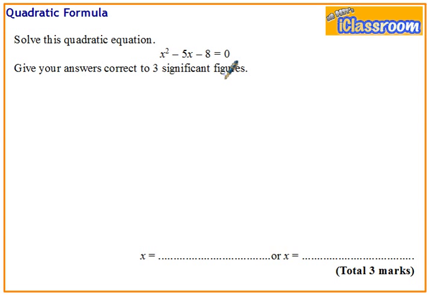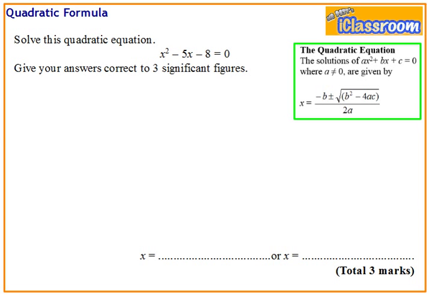The quadratic formula is written on the front page of our exam paper, and it looks like this. We've got the quadratic equation. It tells us that the solutions of this equation, ax squared plus bx plus c is 0, where a isn't 0, are given by this complicated formula here. But really, this is just substitution for adults. So all we need to do is to apply this to our equation here.